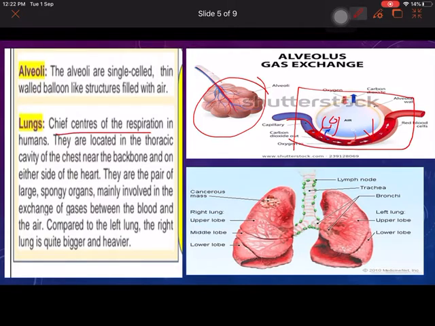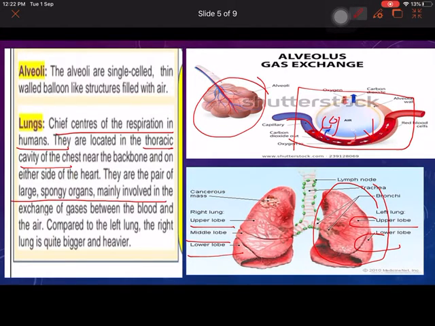What are lungs? These are the chief center of respiration. They are located in your thoracic cavity. The left lung is slightly smaller and is divided into two parts only because of the presence of the heart on that side. The right lung is bigger, divided into three parts: upper, middle and lower lobe. These are large spongy organs involved in the exchange of gases between blood and air.